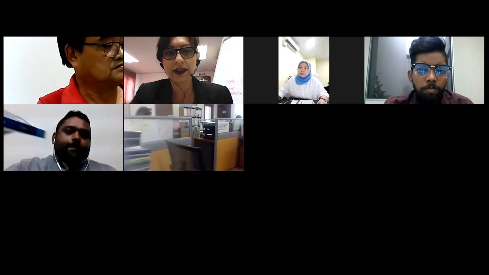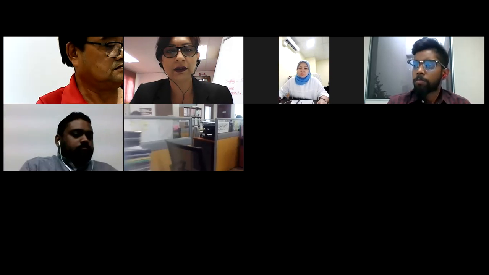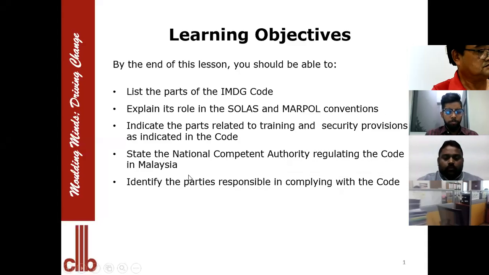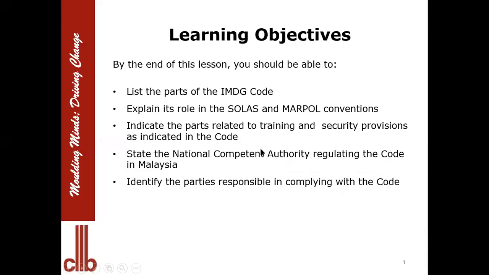All right, let's get the screen share happening. We begin as usual by going through the objectives of this lesson. You will be able to list the parts of the IMDG code book. That means you actually know which part is what. In some exam questions, we test you on listing the parts of the code book so that you know where to navigate.